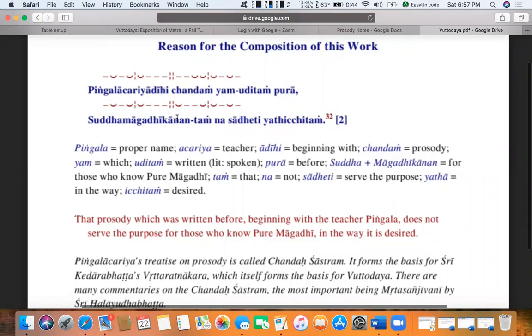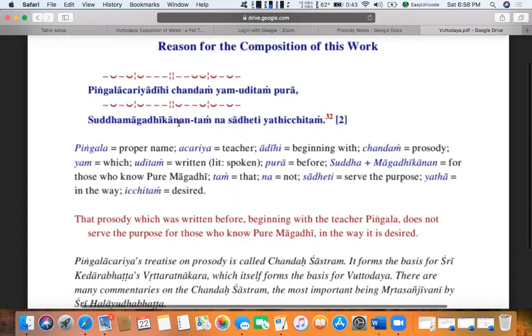But there was a problem. What is the problem? Suddha magatika nang thang na sadheti yati chitang. Thang, that prosody. Suddha means clean, pure. Magadhika means the people who only know the Magadhi language, or Pali language. So the prosodies composed in Sanskrit do not serve the purpose of the people who only know pure Magadhi language. That is the meaning of this stanza.